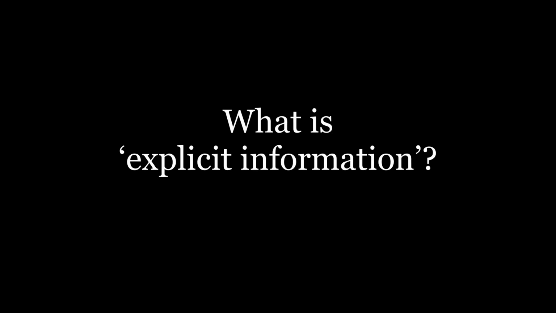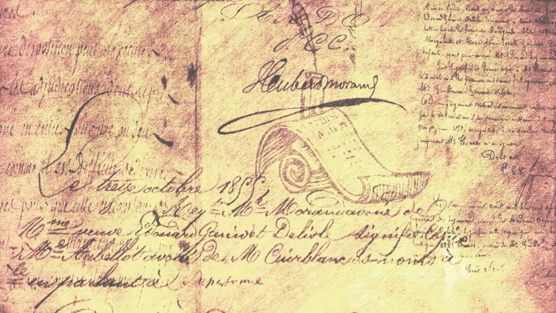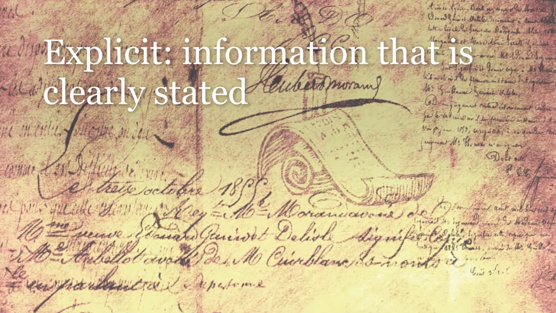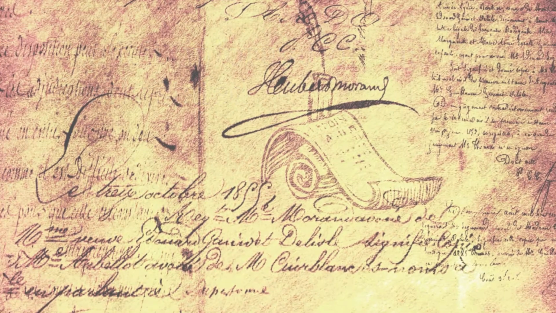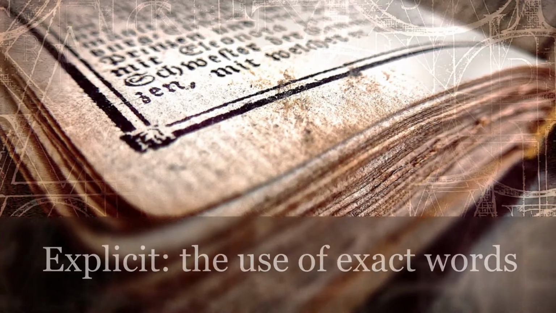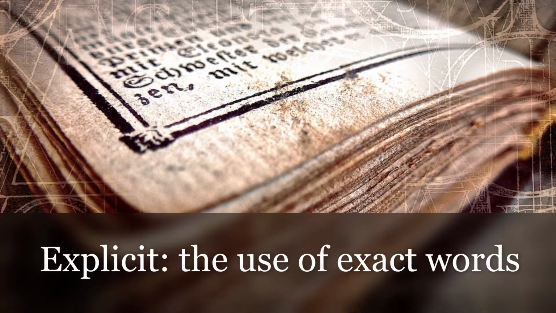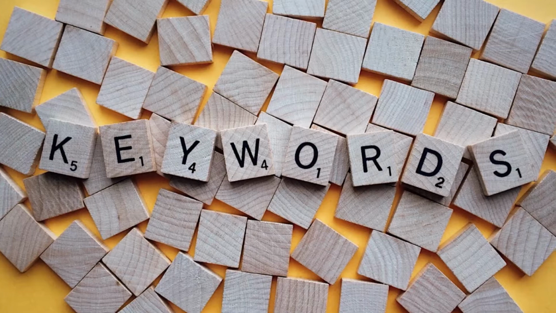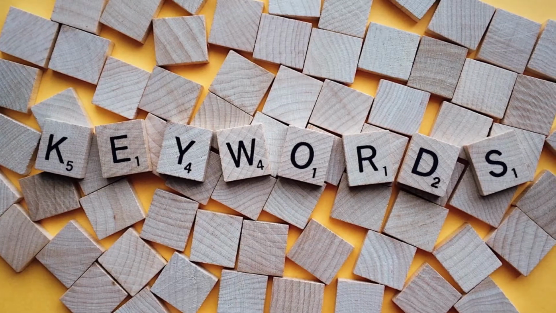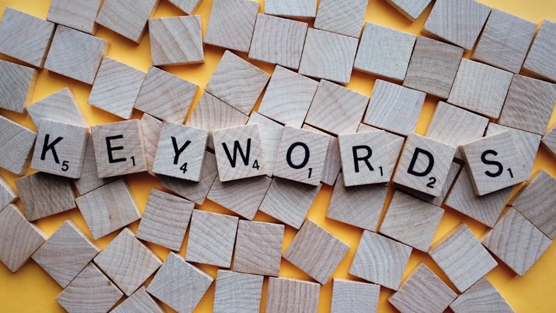So what is explicit information? Explicit information is anything that is clearly stated in a source about a person, place, concept, or event. Explicit information is provided in a text through the use of exact words that leave no room for doubt about what is being said. In other words, if a source literally says something using specific words, the information it is stating using those words is referred to as the explicit meaning of the source.